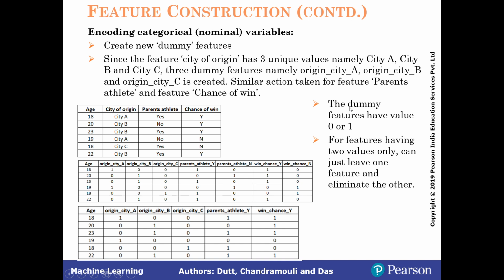That's the meaning. The dummy features have value 0 or 1. For features having two values only, you can just leave one feature and eliminate the other. Here it is having three values, that's the reason we need to consider. Since only two are existing, you can ignore one, and you can keep no also. Here in the example, we have considered keeping yes. If you keep no, then ignore yes. That's the meaning of encoding categorical variables.